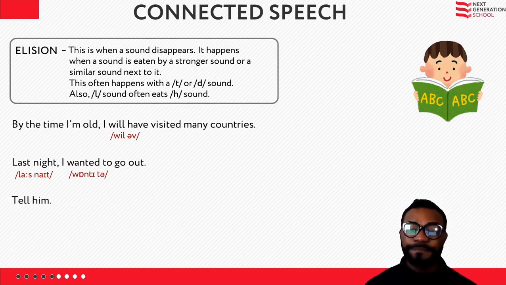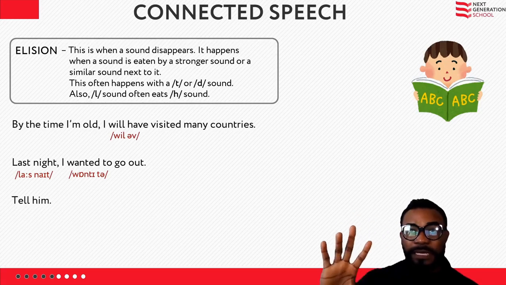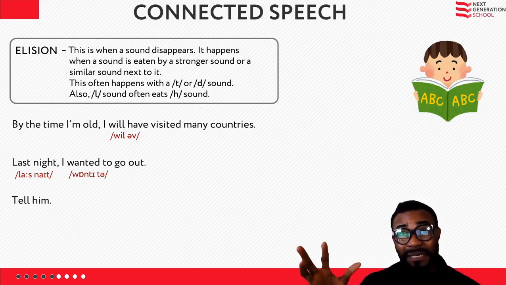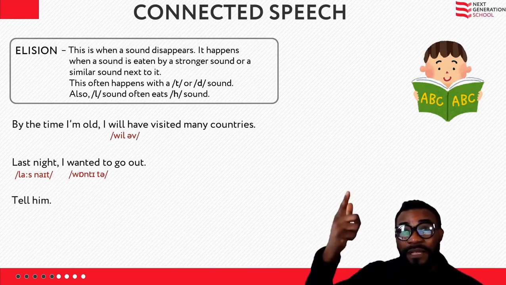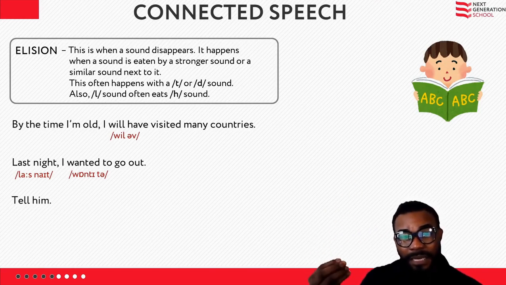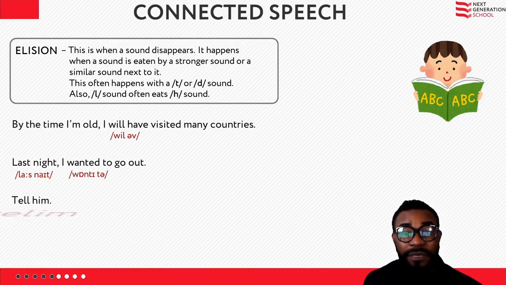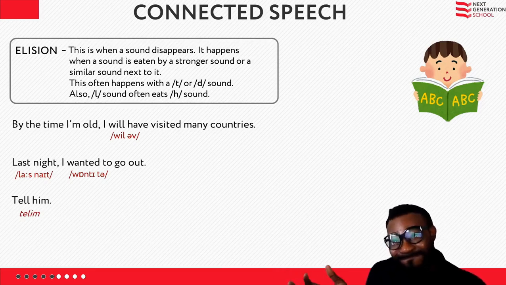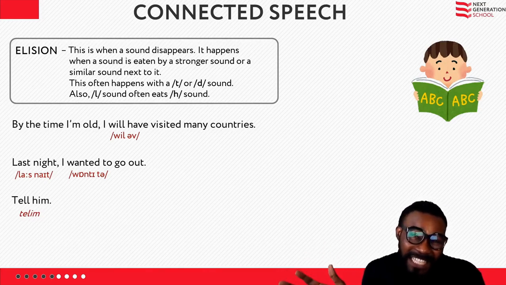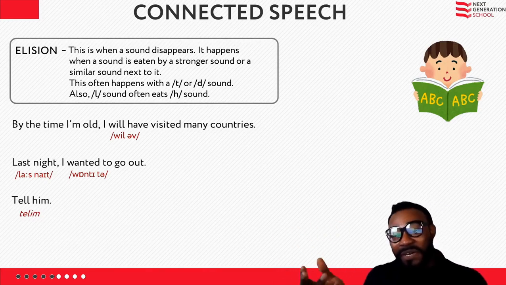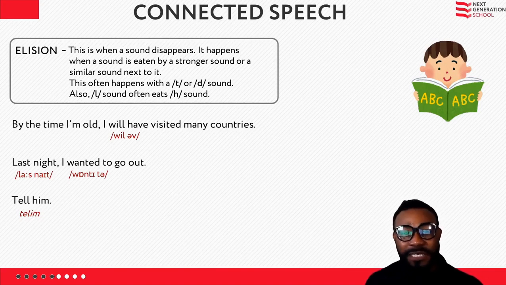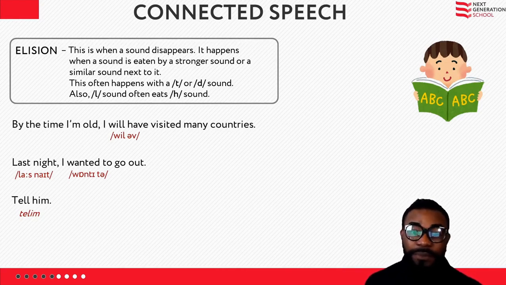More examples. Here we have "tell" and "him." But then we know that the L sound can eat the H sound. That's why here we just have "tell him." Not "tell him" with the H. It's not very easy. I think you would agree. It's not very easy to pronounce, but then "tell him" is quite easy to do, right? That is elision.